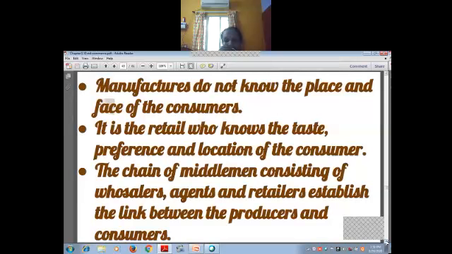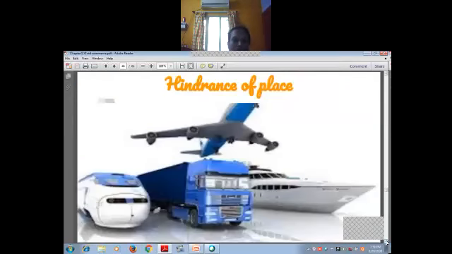The chain of the material consisting of wholesaler, agent and retailer establishes the link between the producer and the consumer. See, from the producer to the consumer, so many middlemen will be there. They are helping us to get the products, the wholesalers, the agents, the retailers. The wholesaler will give to the retailer, who will give to the consumer.